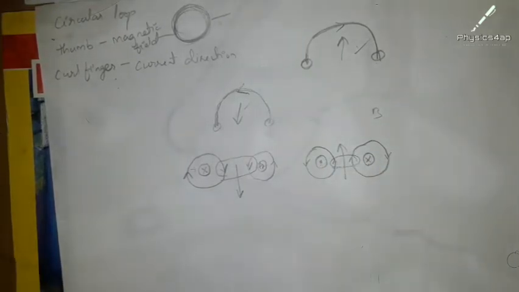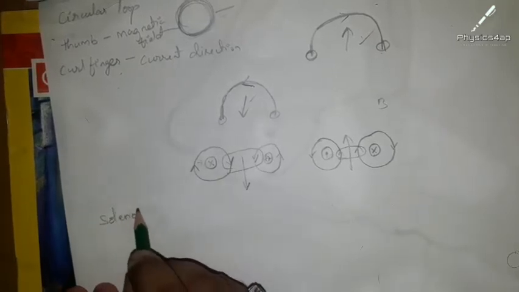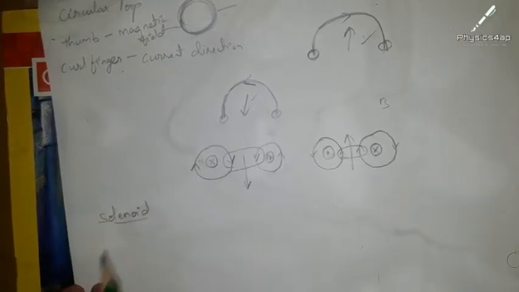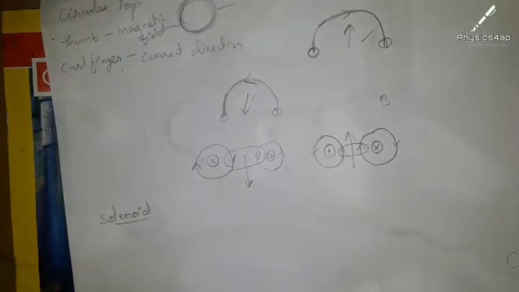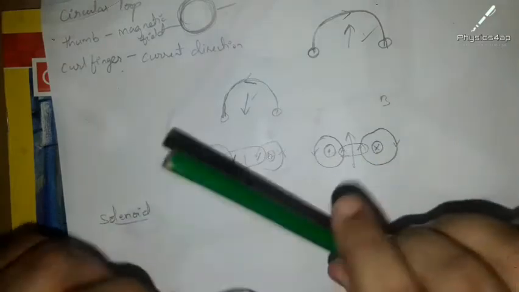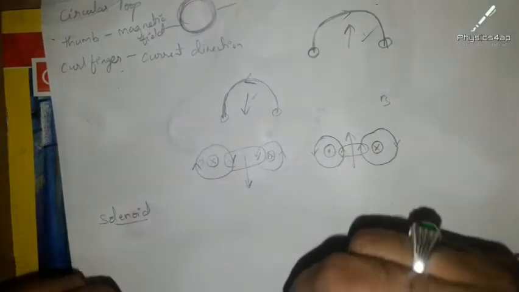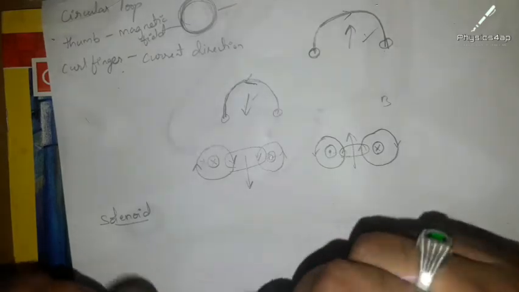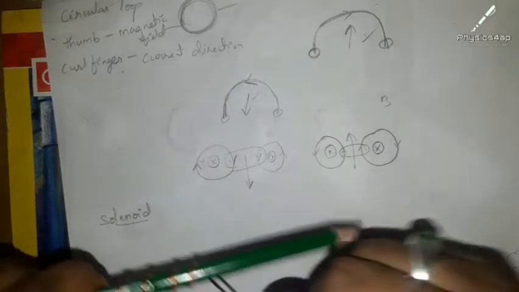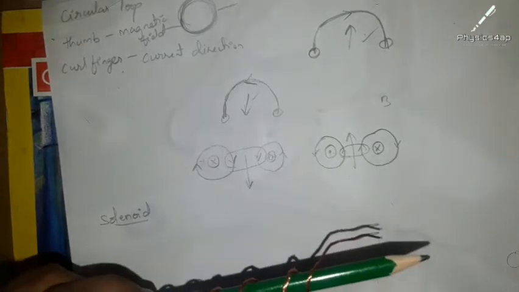And next, coming to the solenoid. A solenoid is a copper wire represented in a helical structure. Helical structure in the sense that this copper wire is represented like this.